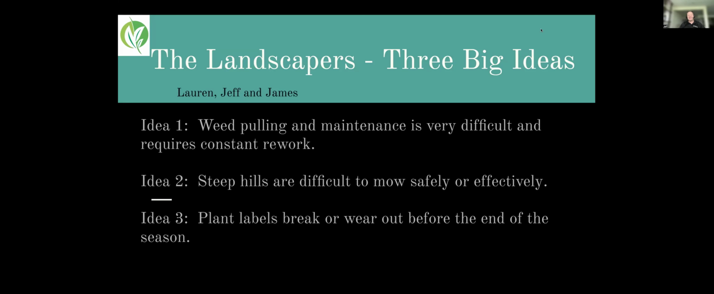Great. Jeff couldn't talk yesterday. I don't know if he's better today, but I think he had said he was leaning toward the steep hills, difficult to mow. Like Lauren said, either steep hills or the weed pulling would probably be my choices. Very good. Doable, good, fun 2-week project. Yeah, good stuff. All right.